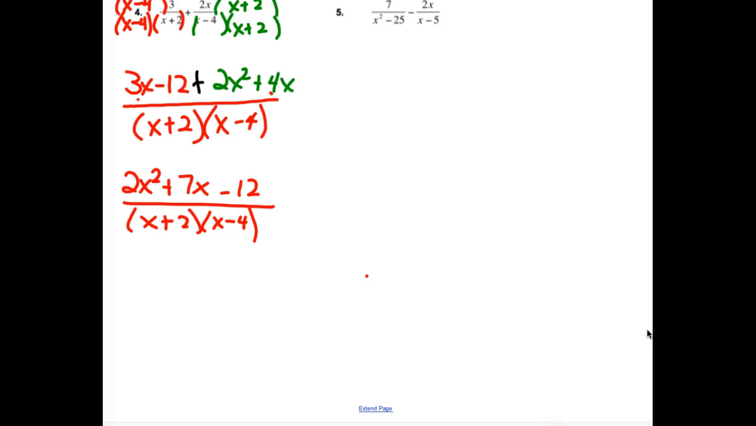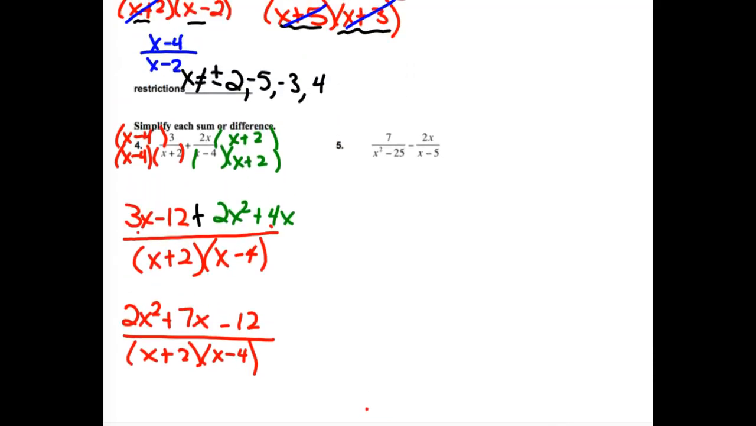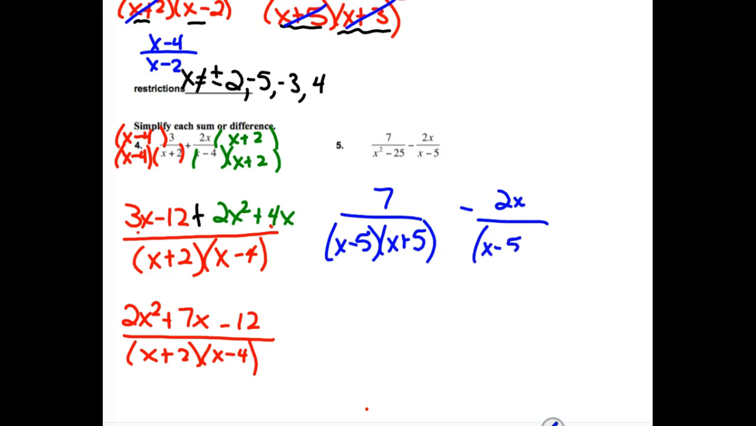All right, question 5. Do I need to multiply the first fraction by an x minus 5 and the second fraction by an x squared minus 25? No, why not? Yeah, if I factor that first fraction, I already have one of my factors that I have in the second fraction, right? They already share the x minus 5. So to get these to have a common denominator, this one needs the x plus 5.